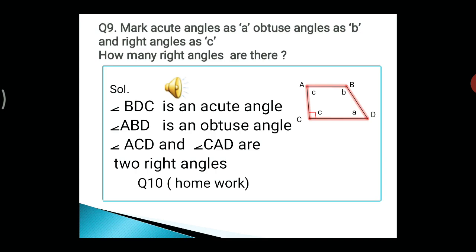And ABD is an obtuse angle. An obtuse angle is an angle whose measure is greater than 90 degree but less than 180 degree. So we can mark ABD as small b. Now from the figure, ACD is a right angle. Also CAB is a right angle. So there are two right angles in the figure. So we can mark them as small c.